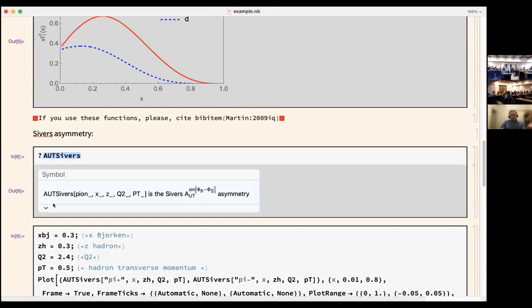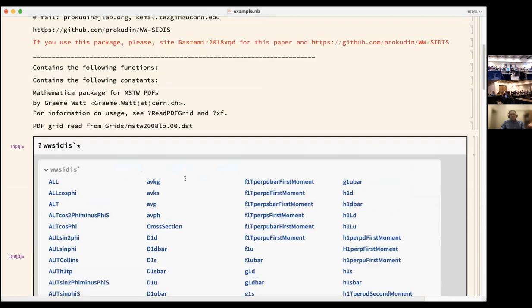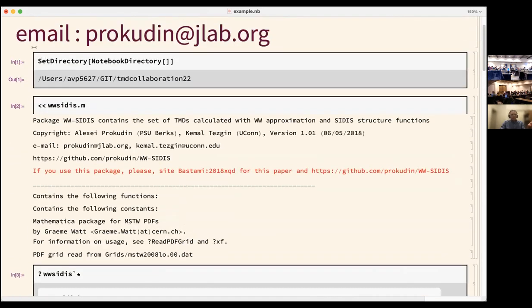So this just introduces this package that contains all these functions and asymmetries. What I'd like us to do is to understand a little bit more how we calculate it, and what's inside. In order to do that, let me open this example.